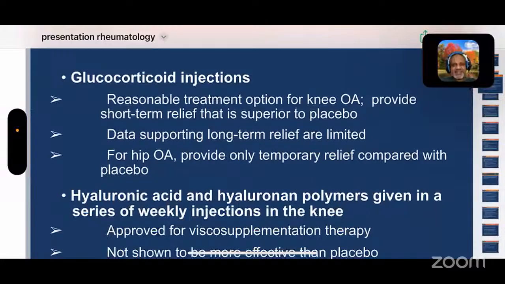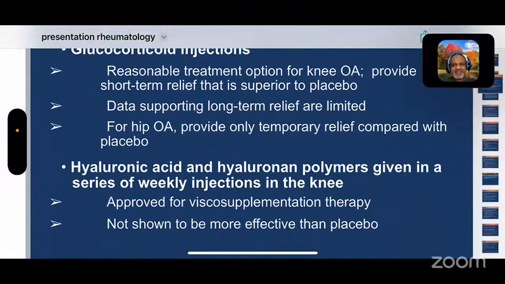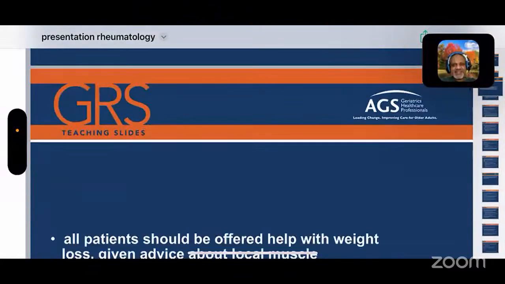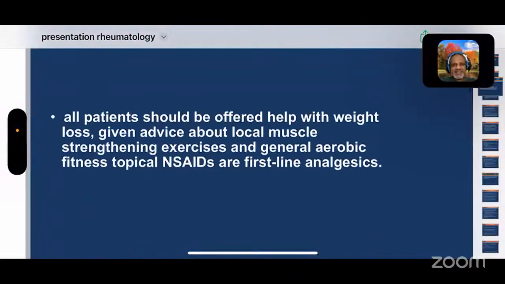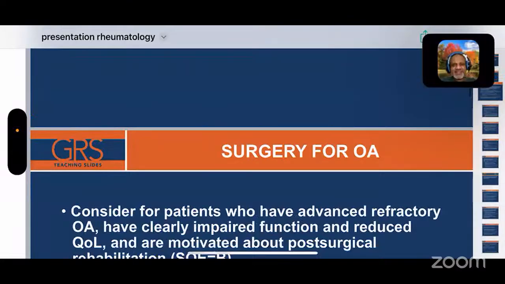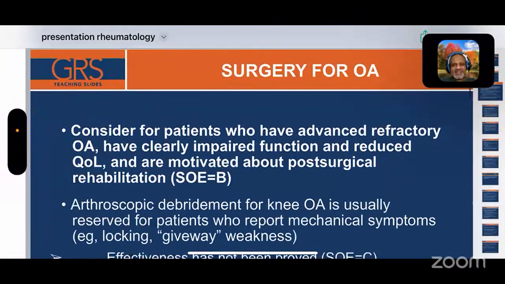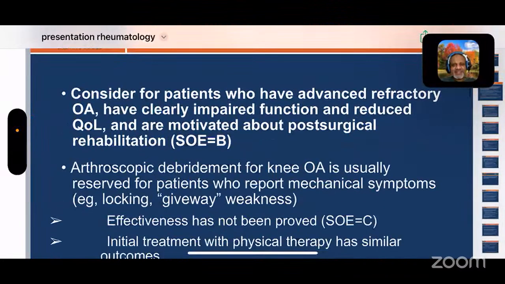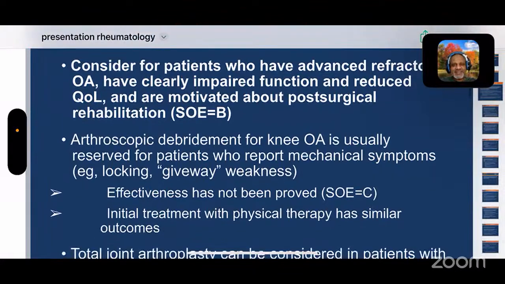The last option is surgery, and we can consider it for patients who have advanced refractory osteoarthritis, have clearly impaired function and reduced quality of life, and are motivated about post-surgical rehabilitation. Arthroscopic debridement for knee osteoarthritis is usually reserved for patients who report mechanical symptoms, for example, locking, giving way, and weakness.